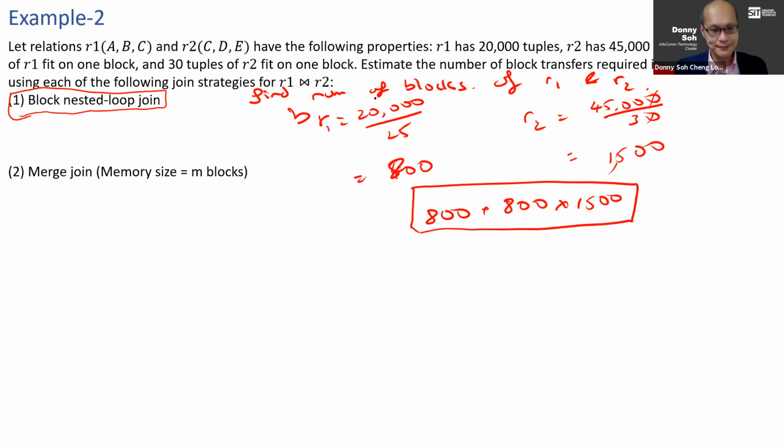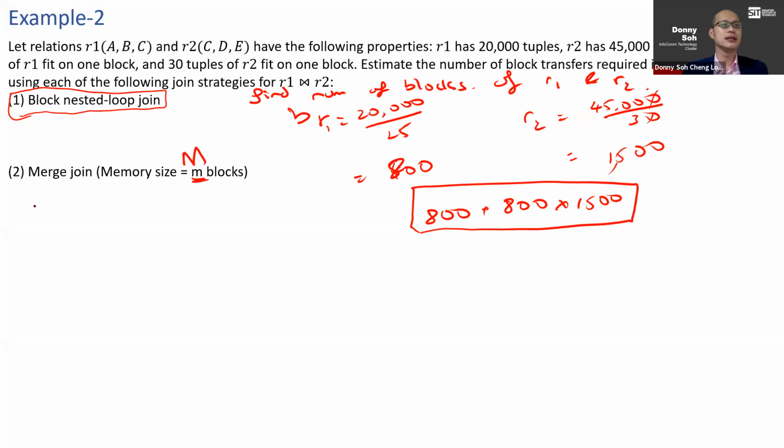Okay. The second one is the merge join. Over here, they never state what M is, so your answer will be in terms of M. So we will give the answer in terms of M. I'll give you a hint. You will take the next 3 minutes or so to do this.